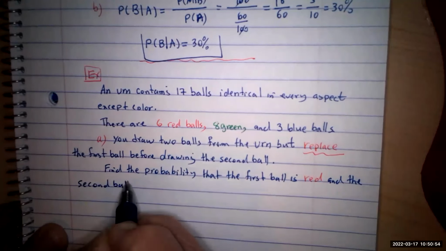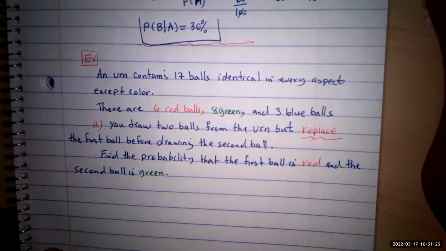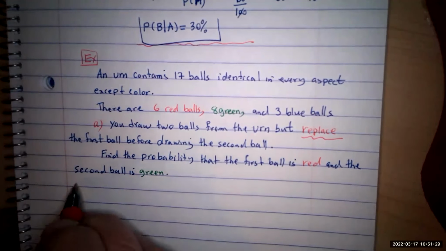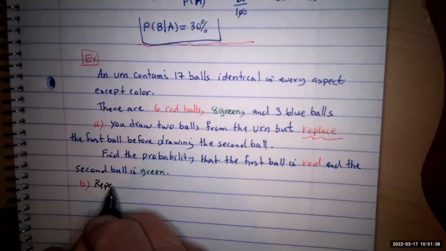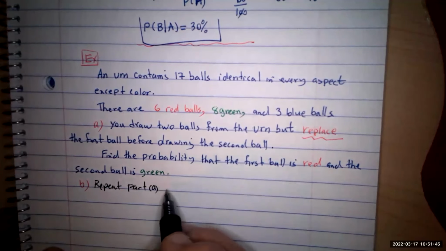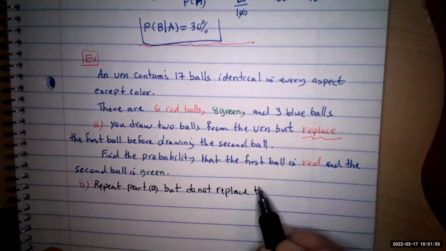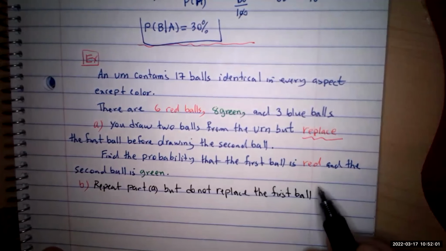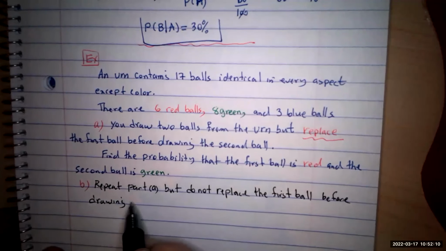Okay. And the second part, they say, oh, we repeat it again, but this time we are not going to replace the first ball. We check the color of the first ball and we keep it. And then we go back and we pick the second one. So you change the rule of the game. So in that case, the events are going to be dependent. These types of problems will always have a second part: repeat part A, but without replacement. Do not replace the first ball before drawing the second one.